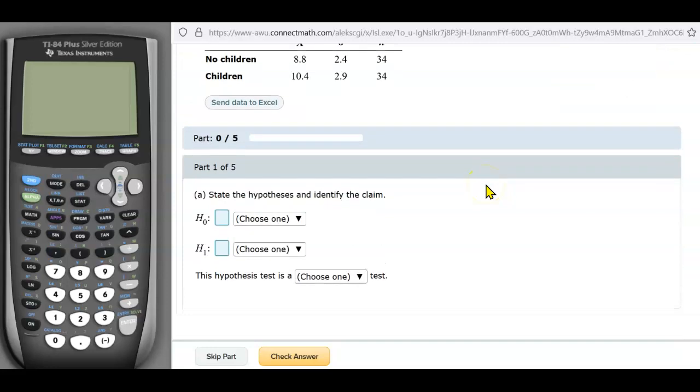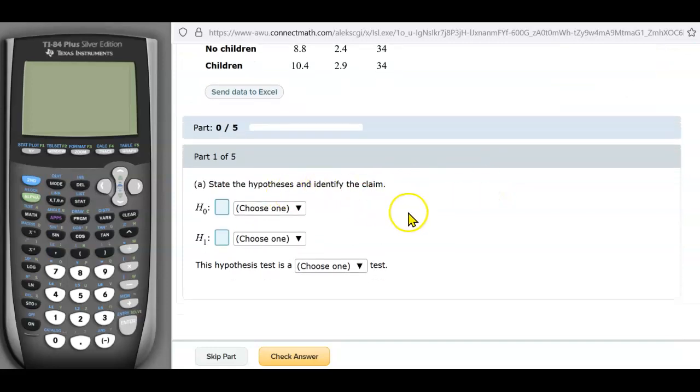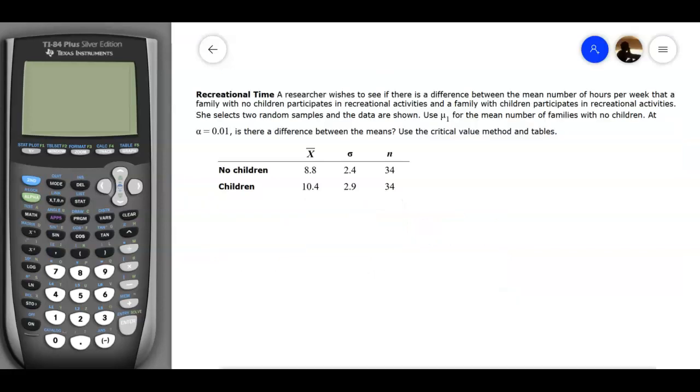So the first question is asking you to state H0 and H1 and which one is going to be the claim, and I guess here you're going to be two-tail or one-tail, right? So let's see. We need to identify the claim first. Whenever you're doing these questions, there is a sentence that should tell you the claim, what the researcher is trying to do.